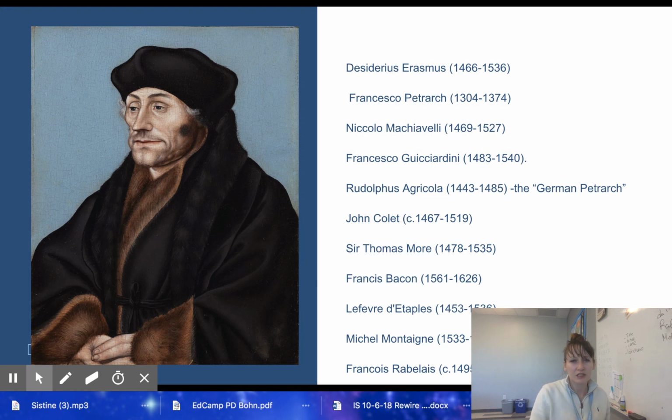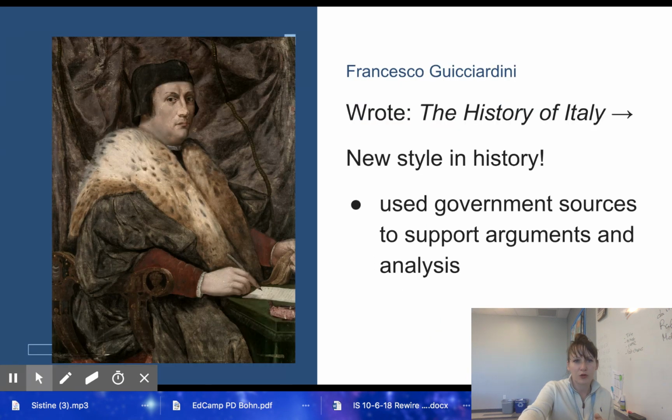So here's a list of some really famous humanist scholars. The one on the left is Erasmus. I'm not going to get to him right now because we're going to come back to him when we get to the Reformation. We're also later going to get to Machiavelli, Thomas More, Francis Bacon, and Rabelais. So I just want to go through a few people that are worth noting as well, such as our buddy Francesco here.